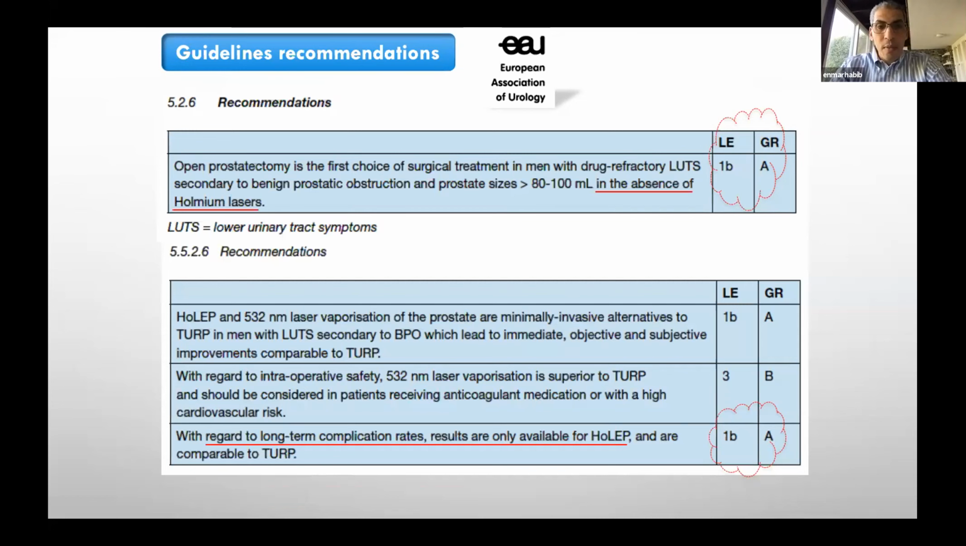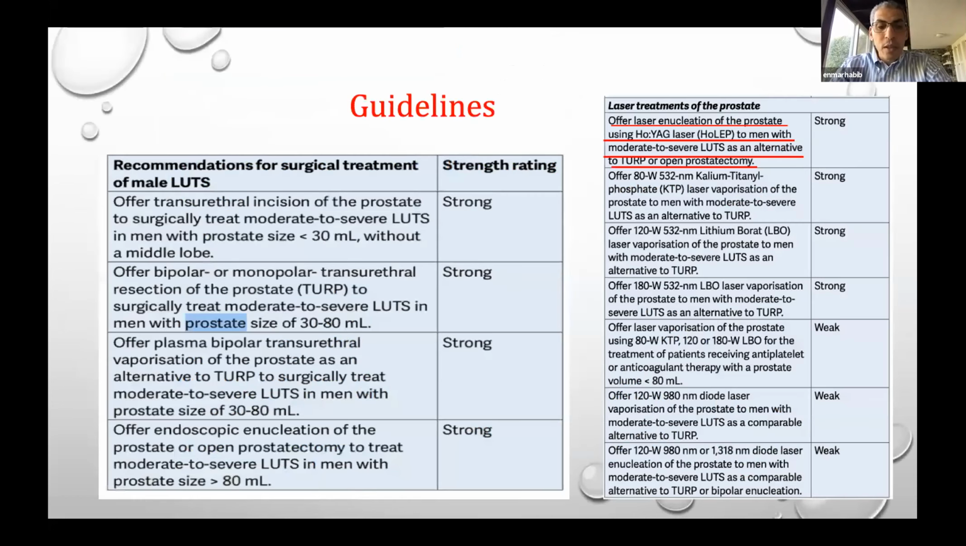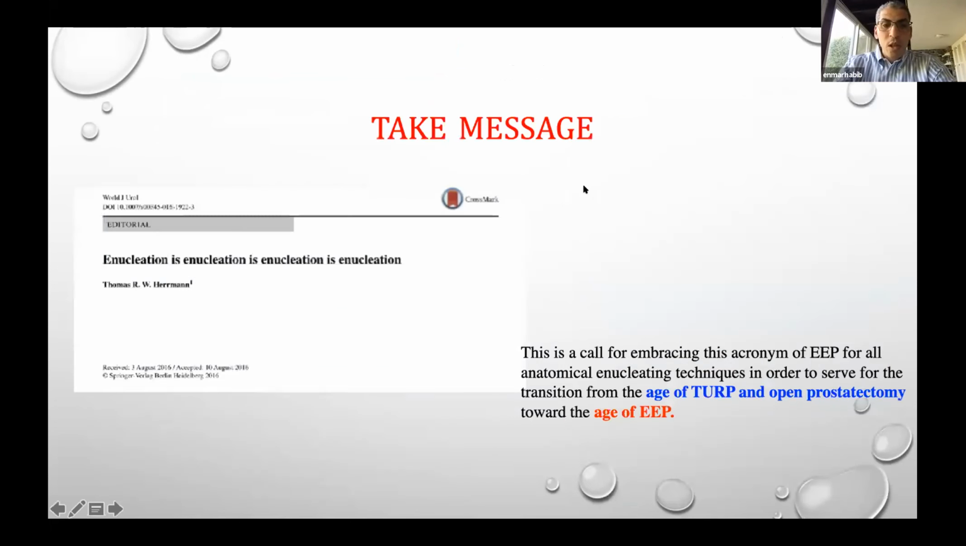And with regard to long-term complication results, they are only available for holmium laser. Other energy sources have fewer randomized comparative trials available. And the new guidelines mention that we offer endoscopic enucleation of the prostate or open prostatectomy to treat all men with a prostate above 80 grams. And when you choose a type of laser, they offer only holmium laser as an alternative to TURP and open prostatectomy.